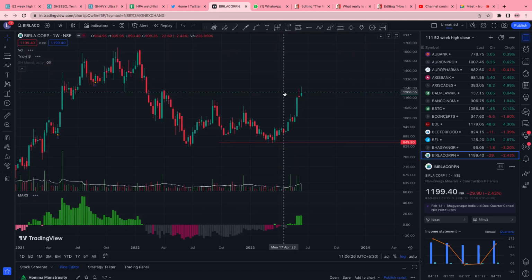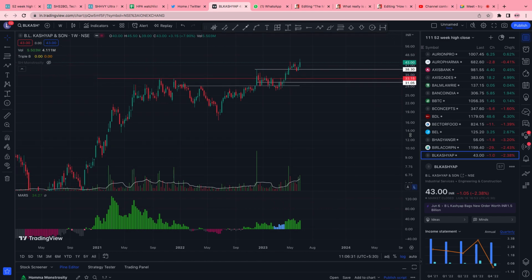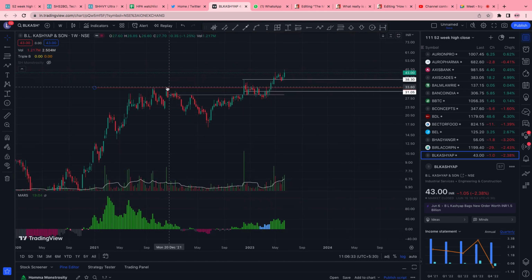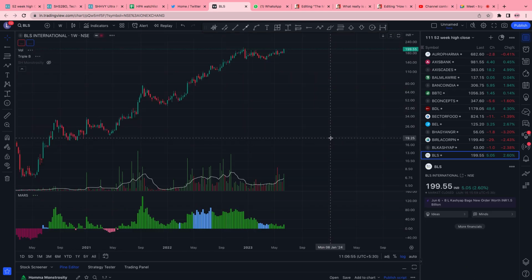Not interested, not interested. BL Kashyap and Sons. So you see, this is a very nice base, very nice base. When this was happening, the red towers were almost non-existent, and then when we started to form the right side of the base, we started to have green more than red, and then again the red volumes are disappearing, and then we are now in an uptrend. So I don't know what BL Kashyap does, but it looks good.